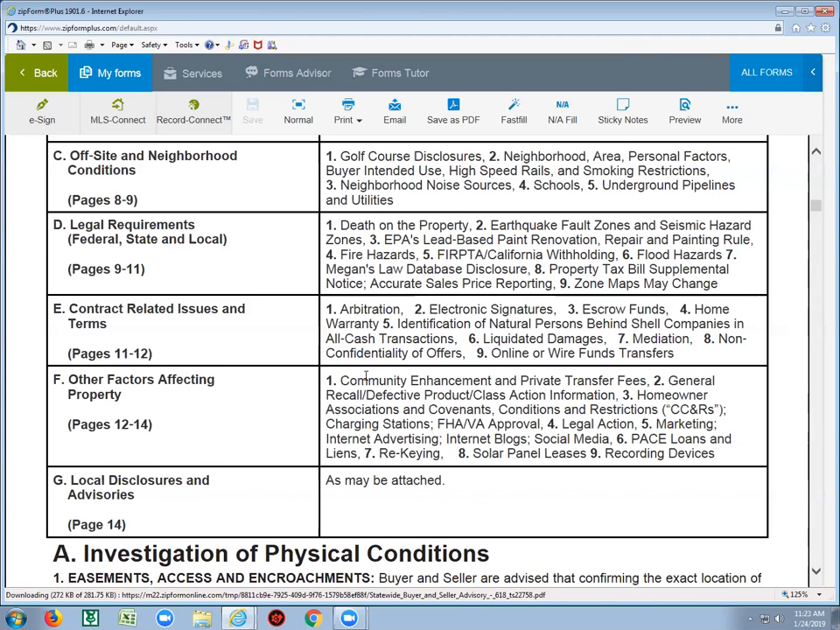F, other factors affecting the property. Community enhancement and private transfer fee. If you do have those, wetland habitat, wildlife habitat, and if the community has a private donation, once you do the transaction, certainly you have a private transfer fee. General recall, defect, production, class action information, homeowner association, covenant, condition, and restriction, CC&R.